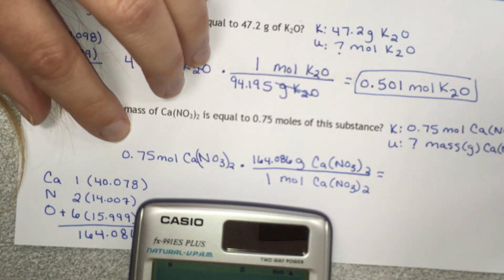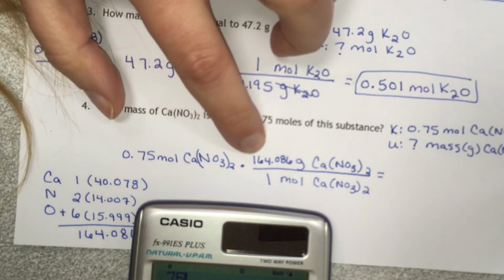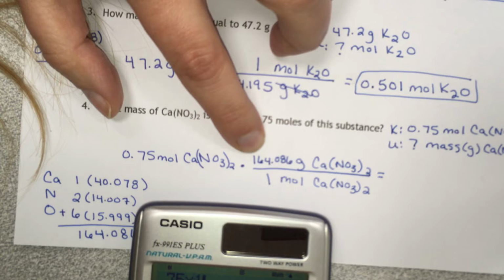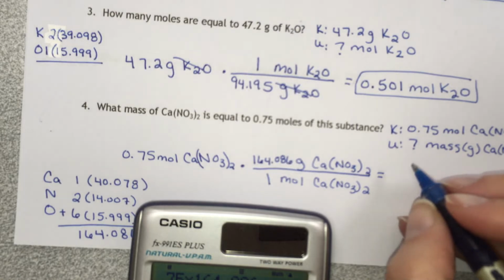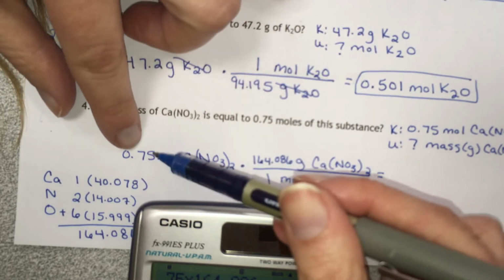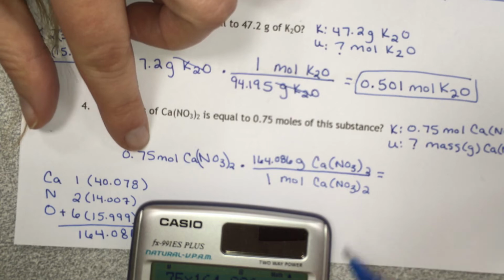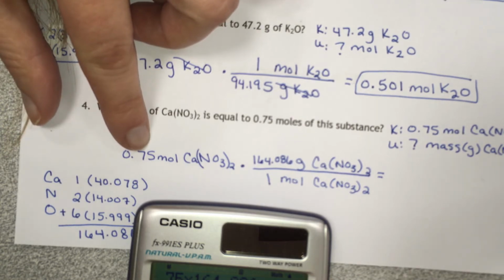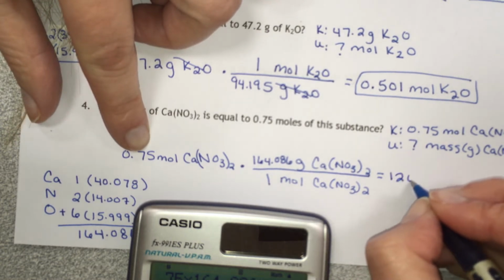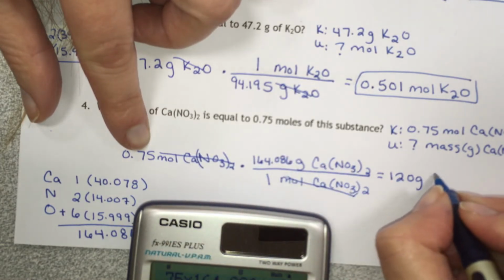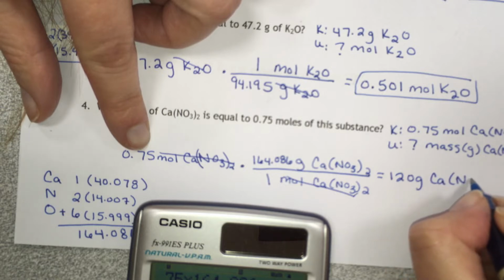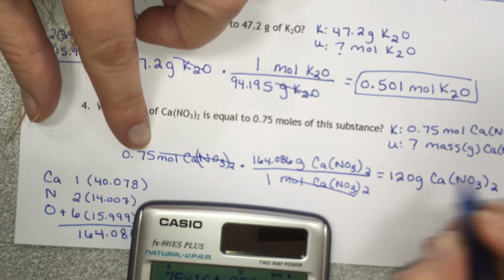So we have 0.75 moles. We're going to multiply it by 164.086. The answer, we need to look at significant figures, 2 significant figures, so we actually have to round this up. So it's going to be 120. These units cancel, and we have 120 grams of calcium nitrate. That's our answer.